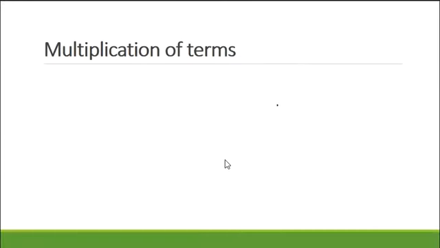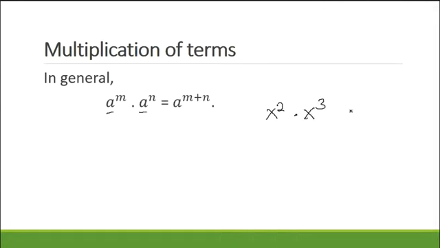For the multiplication of terms, if we have to multiply two numbers having the same base, a, but different values for their exponents, we can just simply copy the base and add the exponents of the two. So for example, if x raised to 2 is to be multiplied by x raised to 3, ang makukuha nating sagot dyan ay x raised to 2 plus 3, or x raised to 5.